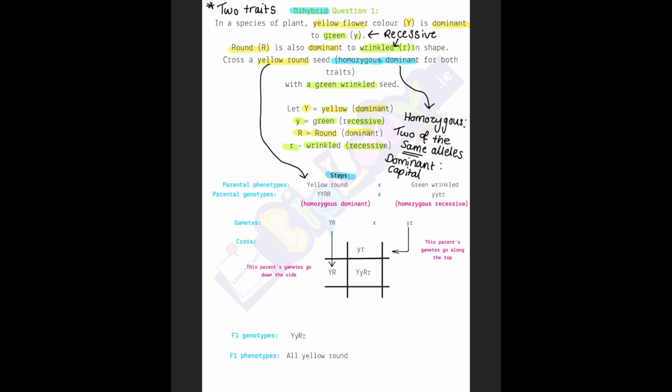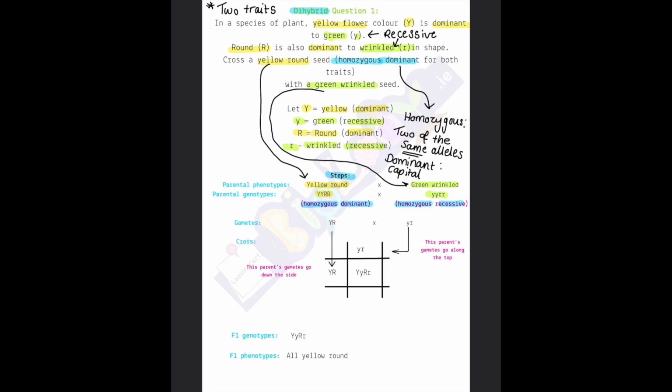Okay, so you will see here my yellow round is parent 1 and my green wrinkled will be parent 2. The genotype is what I have to do next. It's homozygous dominant, meaning dominant is capital Y, homozygous I have two capital Y's, round is capital R, I have dominant homozygous, so I have two capital R's, two capital Y's. Remember, you must have two alleles for each trait. Green wrinkled then is two small y's and two small r's because that is homozygous recessive.